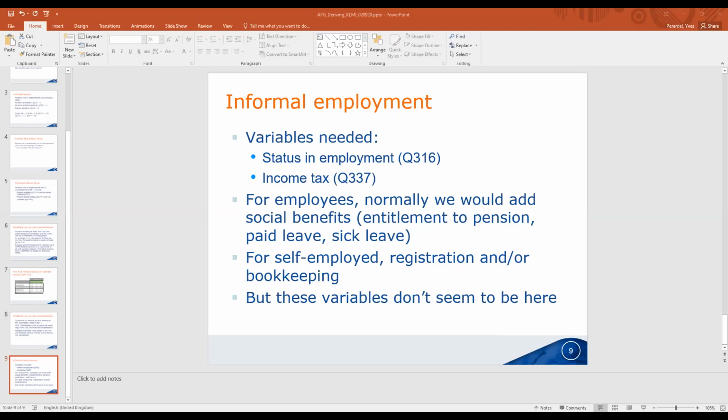And I have one question about the coverage of the survey. Is it covering the entire country, or are there some pockets which we are not covering?